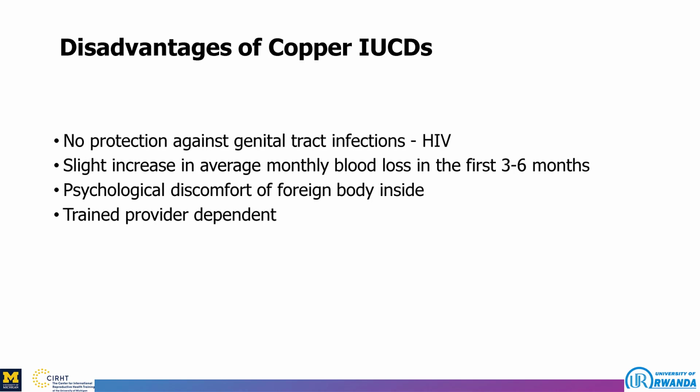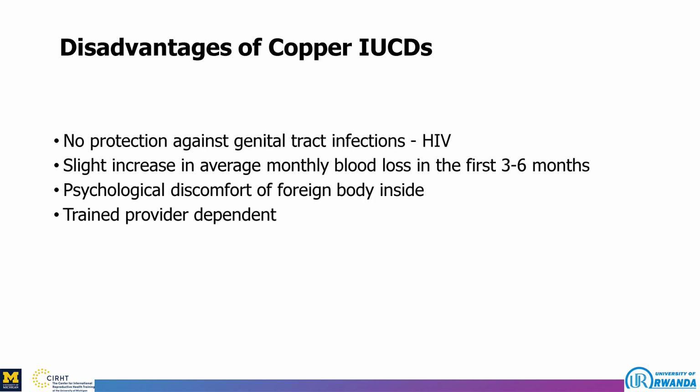Of course, there's nothing that does not come with its own disadvantages or shortcomings. One of the shortcomings of copper IUDs is no protection against genital tract infections, for example HIV. There is a slight increase in average monthly blood loss in the first 3 to 6 months. There is also psychological discomfort of a foreign body inside. The person may feel that something is inside my body, so the person may have some psychological discomfort.